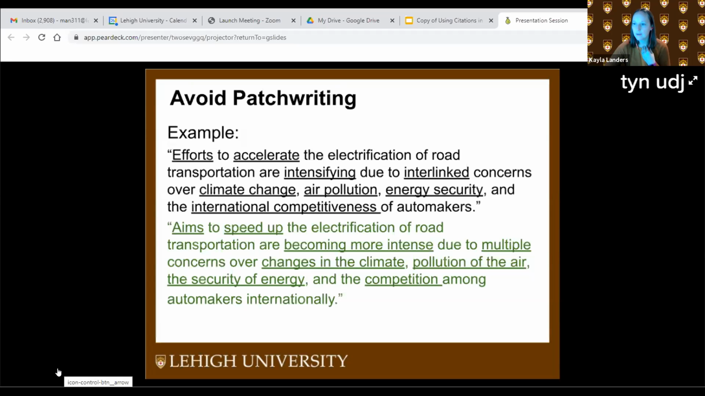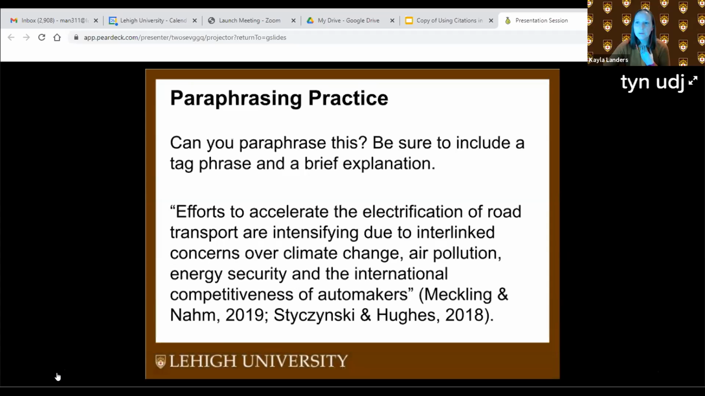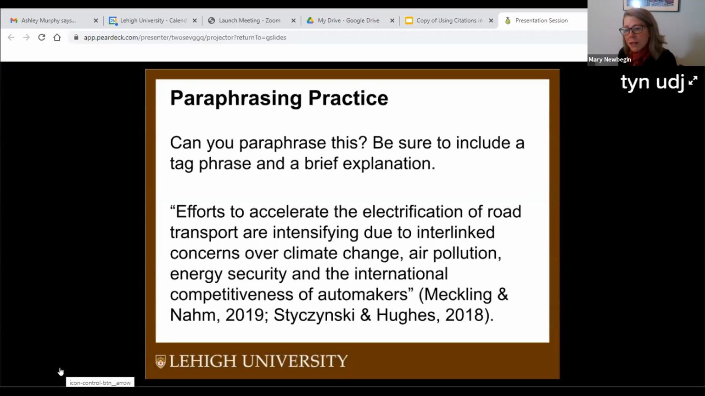So go ahead, Mary, to the next one. I think maybe we should skip this one, Mary, and continue on with quoting and the rest. And if we have time at the end, we can come back and practice maybe. Or another thought, if you wanted to practice this on your own and then send it to one of us, we would be happy to give you feedback on your paraphrase.